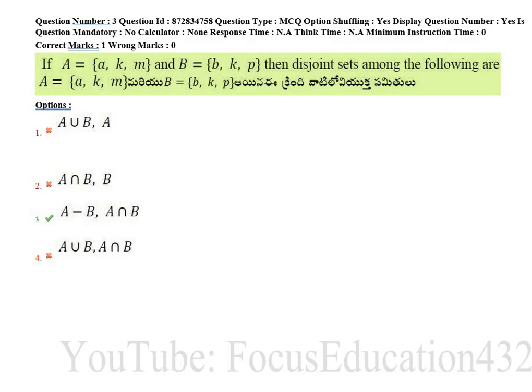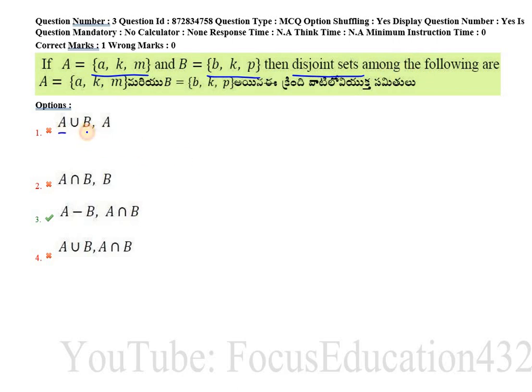Now coming to question number 3 from the chapter sets. What is the question? If set A is equal to {a, k, m} and B is equal to {b, k, p}, then disjoint sets. What is the meaning of disjoint sets? Two sets having no common element. Disjoint set means no common element between the two sets. Then the disjoint sets among the following are.